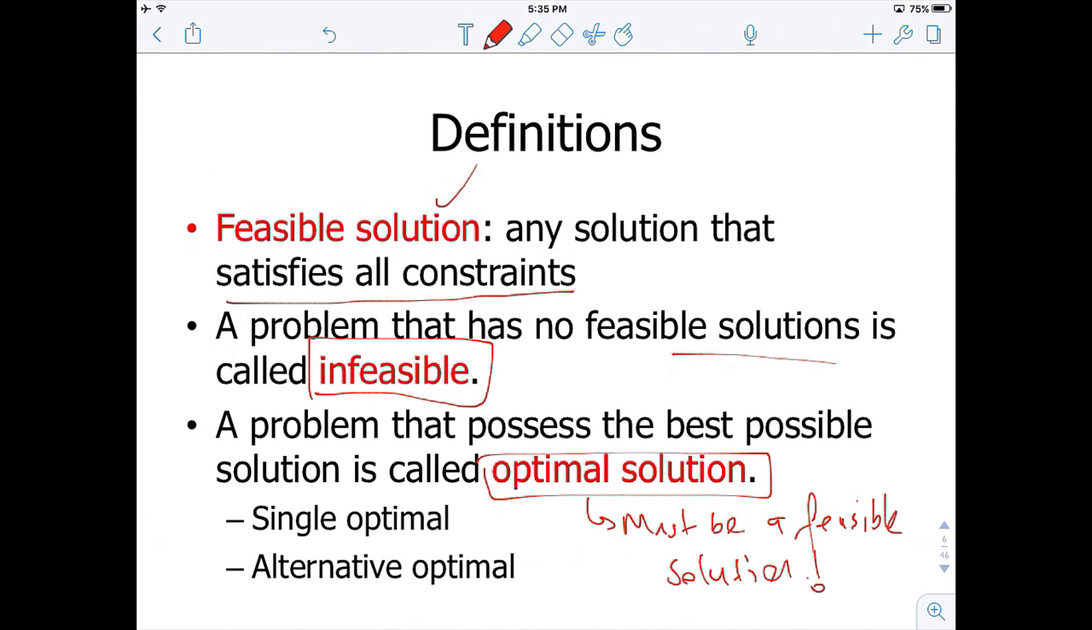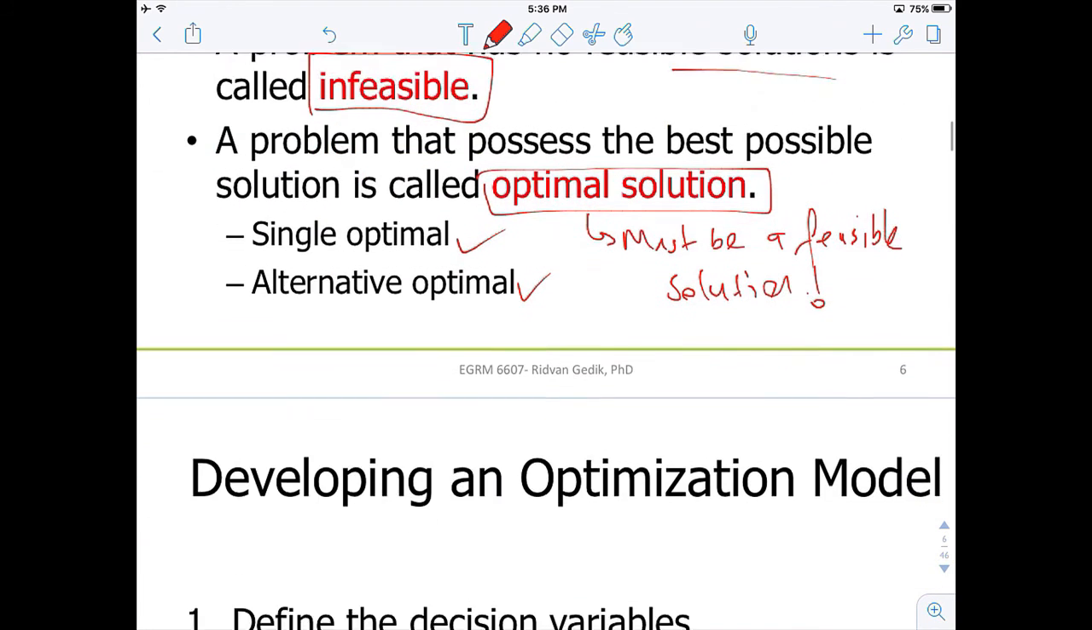Well, another question is, will a feasible solution always be an optimal solution? Not necessarily, right? We might have infinitely many feasible solutions, but all of them may not be optimal solutions. Well, we might have a case where we have a single optimal solution or alternative optimal solutions, and we are going to study them later on. Okay.